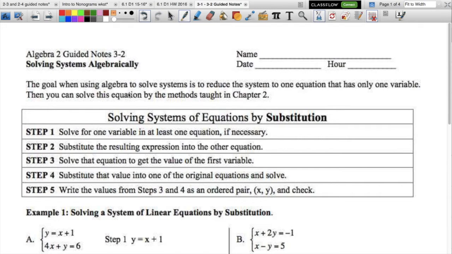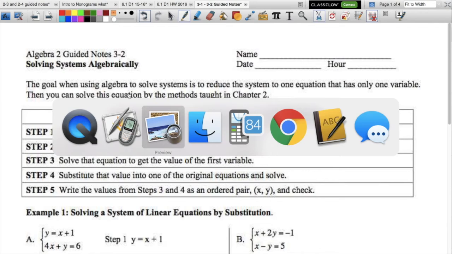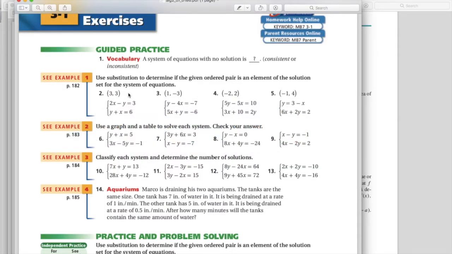If I flip over and show you, this is a page from your book. The idea is, for example, like these: use substitution to determine if the ordered pair is an element of the solution. How could you tell if this point was a solution? Well, you would just plug in a 3 for your x. You have 3 for x here, 3 for x here, 3 for y here, 3 for y here, and you would see if these would be true. If I plug a 3 in here, it's 2 times 3 is 6, minus 3, that's 3. 3 plus 3 is 6, so you would say, yes, this could be a solution. 3, comma 3 is a point, and it makes sense for the equation.